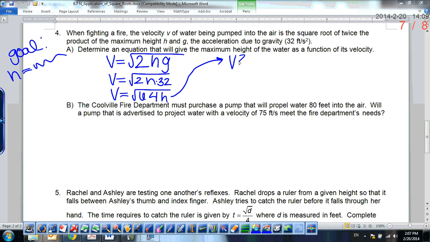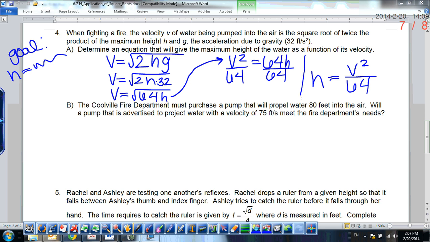All right, so what would we do next? Good. So v squared is equal to 64h. And then divide by 64. So what that tells me is that h is equal to v squared over 64. Everyone okay with that?